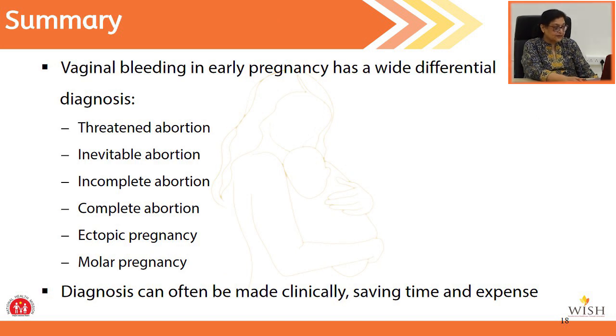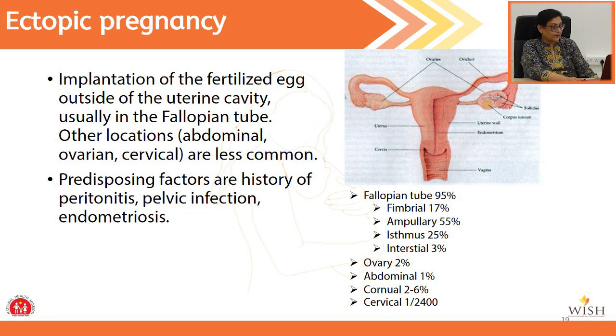So we summarize that vaginal bleeding in early pregnancy has wide differential diagnosis. It could be abortion, it could be ectopics, it could be molar pregnancy. Diagnosis can often be made clinically, saving time and expense. Now we will talk a little on ectopic pregnancy, which will be detailed in further lectures. So I'll be very short over here.